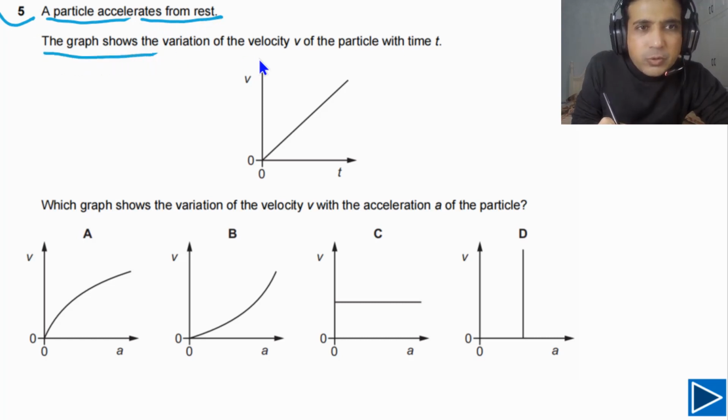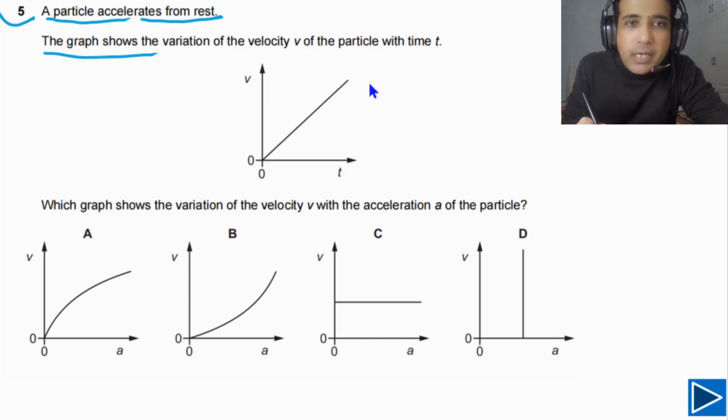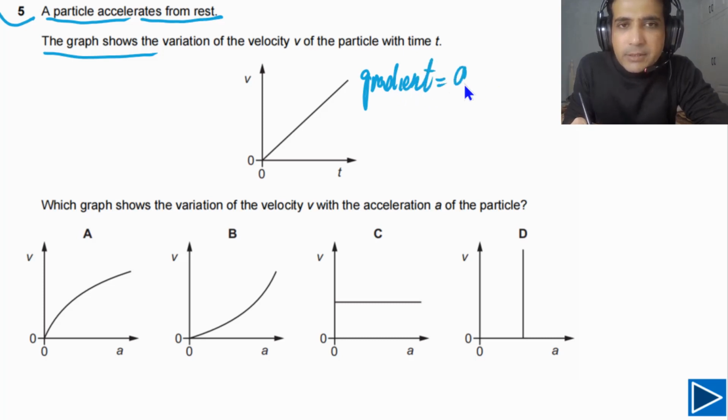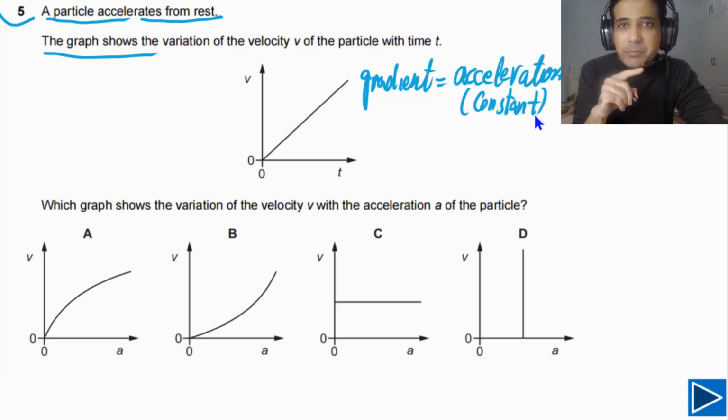For question number 5, it is given to us a particle accelerates from rest. The graph shows the variation of the velocity v of the particle with time t. So in this case, if you look at this graph, we can see the gradient of this graph is constant, and gradient of this graph is equal to acceleration. So gradient is equal to acceleration, and acceleration in this case is constant. So this is the first thing we need to understand. Acceleration is constant because gradient is constant and gradient is representing acceleration.